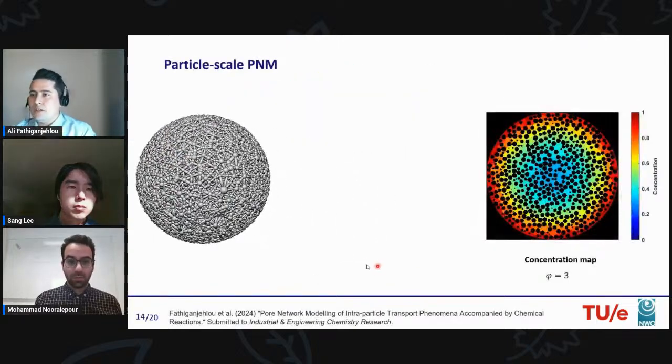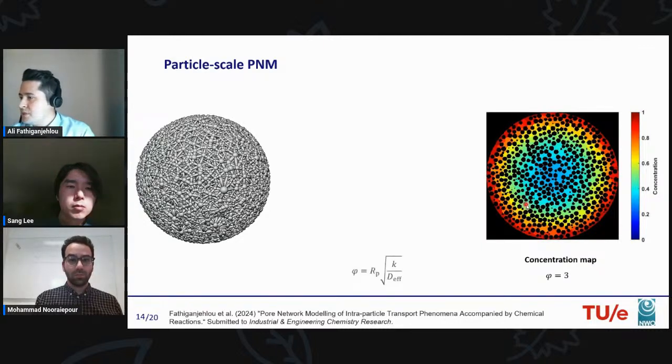Now, let's imagine that the diffusion is happening through throats and reaction is happening inside the pores. Here on the right side, you can see a concentration map. The outer region of the particle has a concentration equal to 1. The species diffuse inside the particle and they undergo reaction.